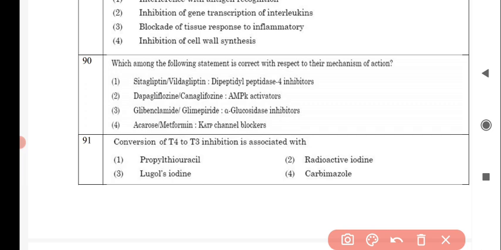Next question is which among the following statement is correct with respect to their mechanism of action, and the correct answer is option number 1, sitagliptin or vildagliptin are dipeptidyl peptidase 4 inhibitors. Next question is conversion of T4 to T3 inhibition is associated with, and the correct answer is option number 1, propylthiouracil.